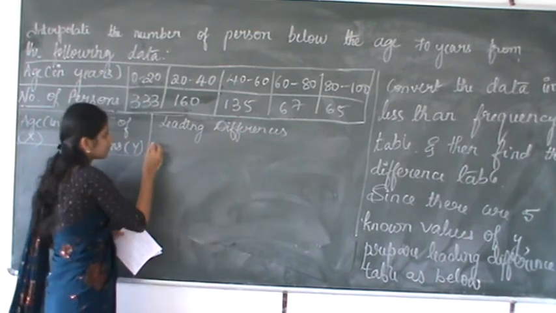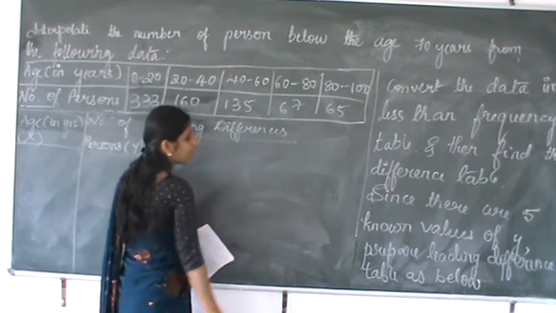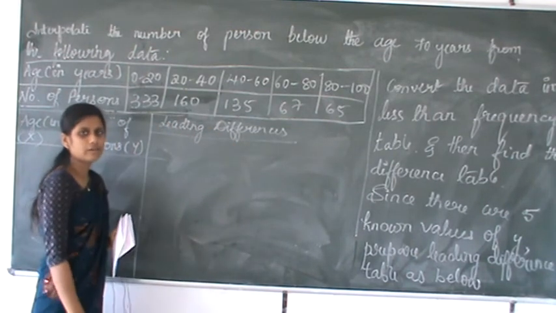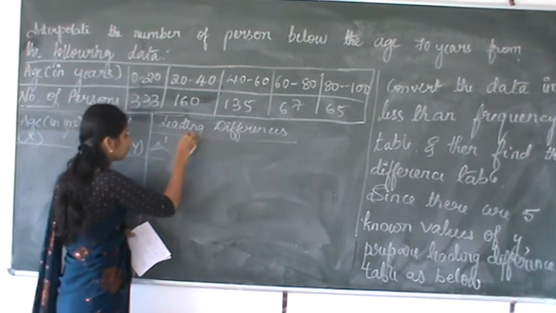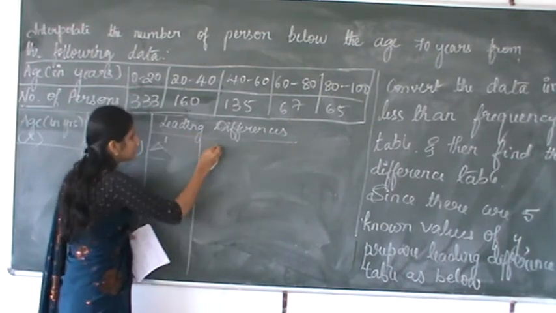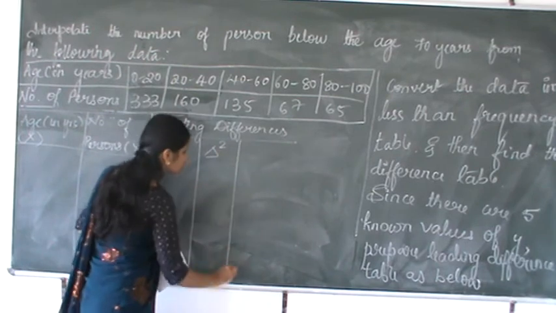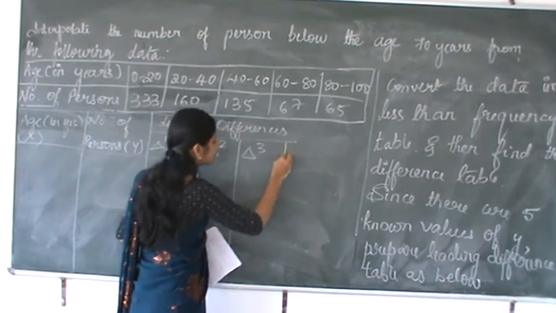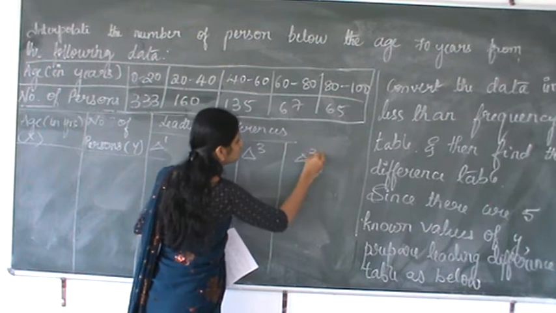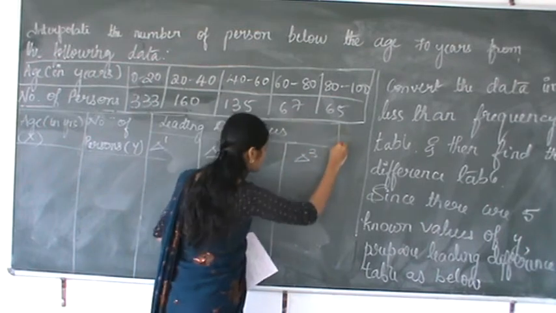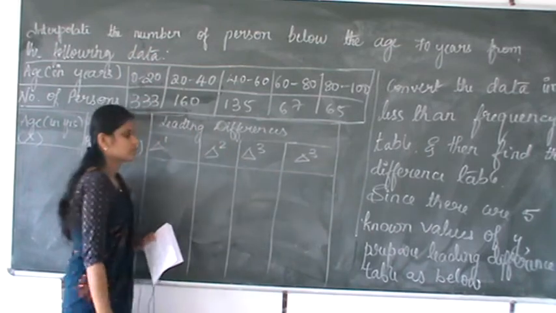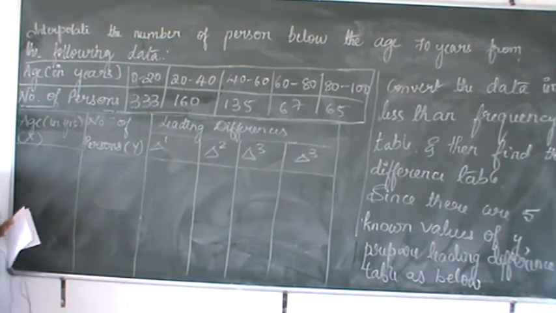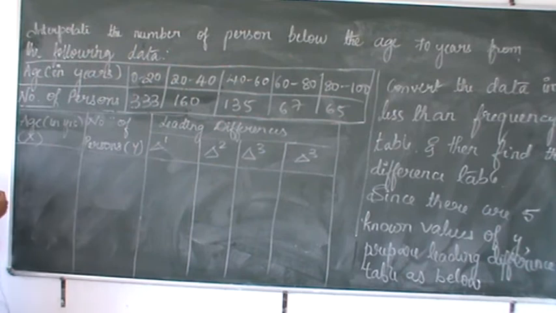So in leading differences, as we know, the known values of Y are 5. We are going to find out up to delta raised to 4. First one is delta raised to 1, then delta raised to 2, second difference, third difference and fourth leading difference. So these are the columns. Now we will insert the values in this table.